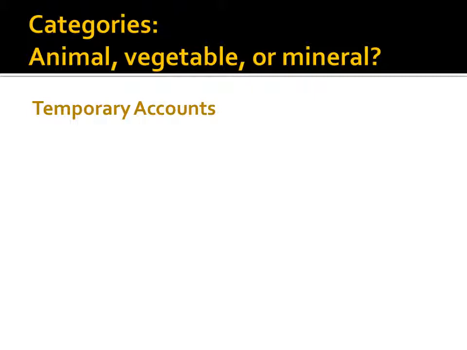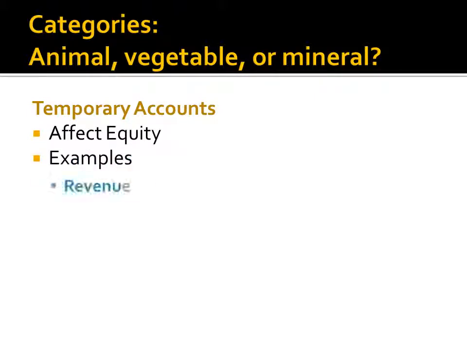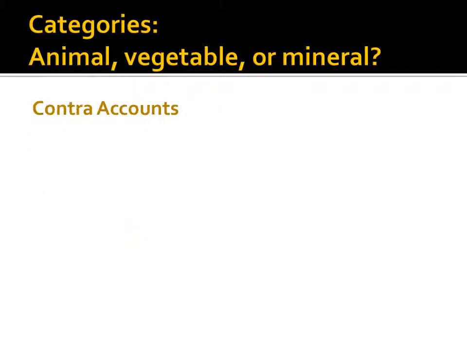Then we have temporary accounts. These are a little different. They affect equity. All temporary accounts will ultimately affect equity. Revenue, or any type of sales account, income accounts, are temporary accounts. They get closed at the end of the accounting cycle. And expenses, they again get closed. And we also have draws. Now the thing is, these are not in the accounting equation. So how do we handle them?